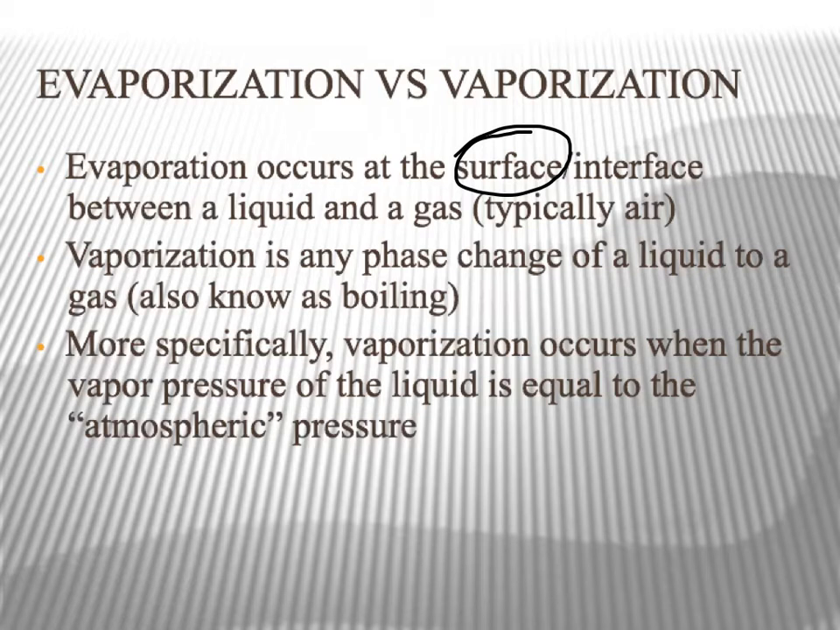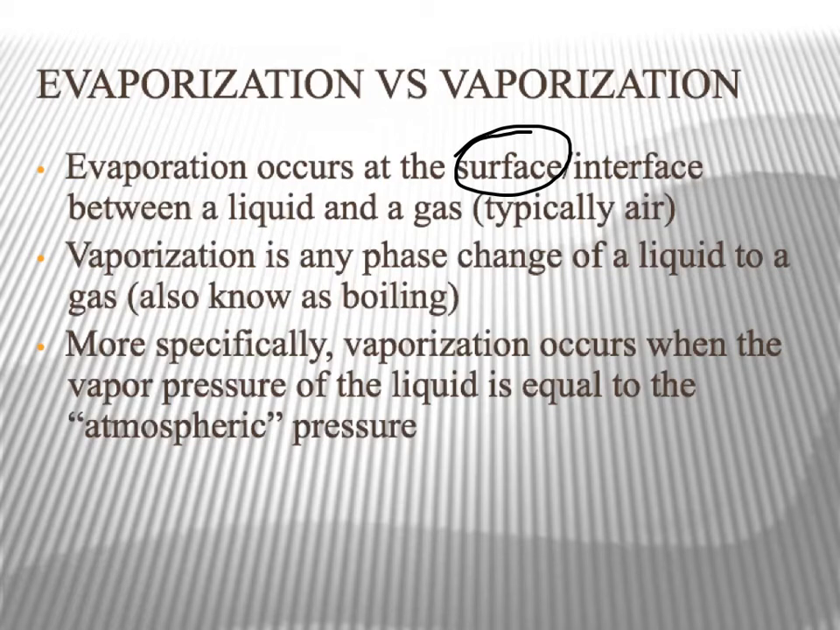Okay, so boiling, vaporization does not have to occur at the surface. If you have a pot of boiling water, the vaporization is actually occurring at the bottom of the pot. The other thing that I want to talk about a little bit is that vaporization is defined as when the vapor pressure of the liquid is equal to the atmospheric pressure. And I put atmospheric pressure in quotes here because I just want you to know that it's the pressure that the liquid is being exposed to. Now we can increase the pressure or decrease the pressure.